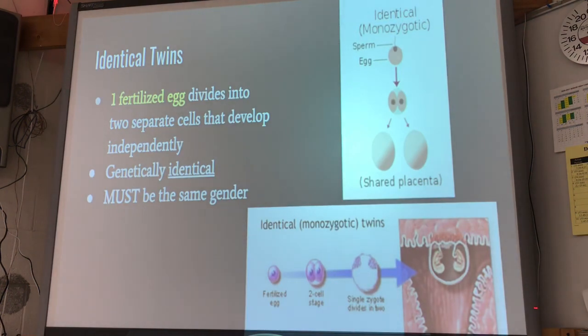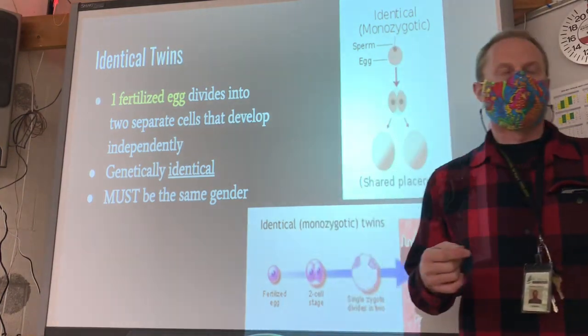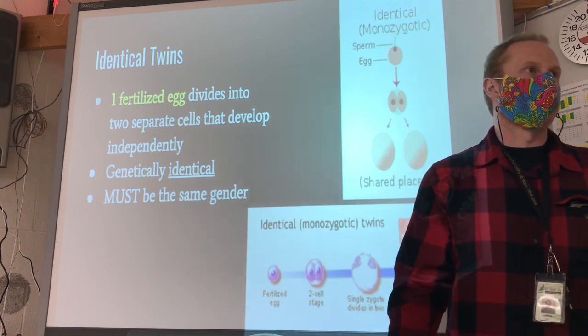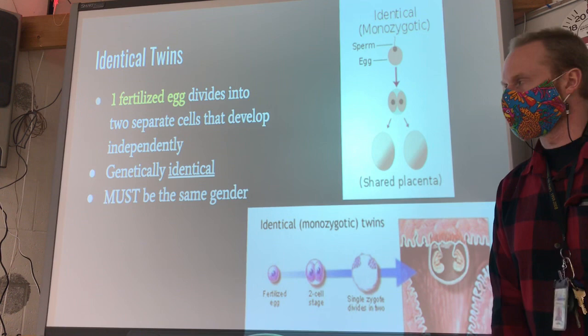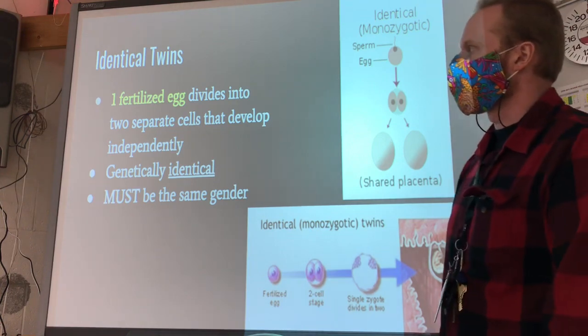There are some variations that can happen when we have fertilization. Most of the time, one egg is fertilized by one sperm and it develops into one person or one organism. But sometimes that's not the case. We get multiples, or twins, or triplets, or quads, but we're just going to talk about twins. There are 2 basic types of twins, and the first is identical.